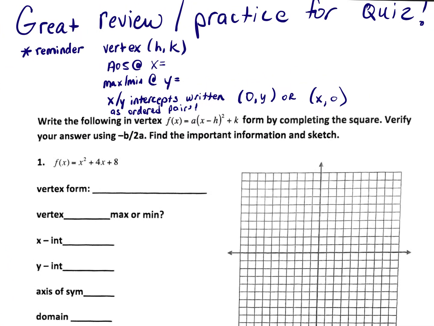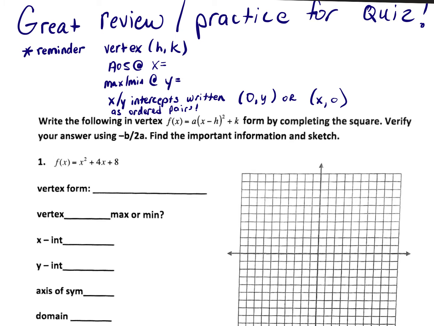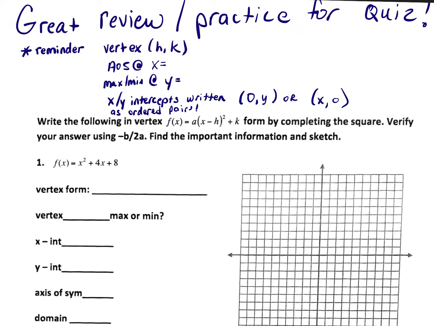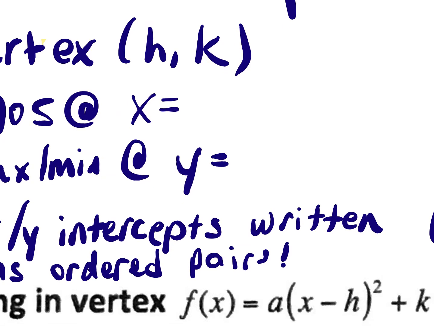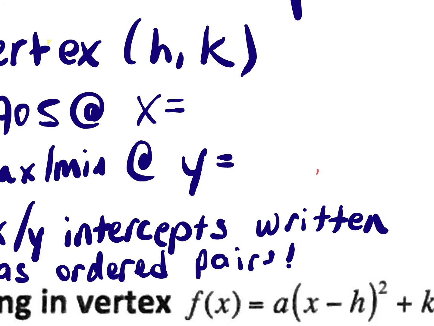What I want you guys to remember is your vertex is the H and the K. The H is the X part of your vertex and your K is your Y part. When I talk about the axis of symmetry, it's really important that you write X equals. So X equals, and it's the X part of the vertex.